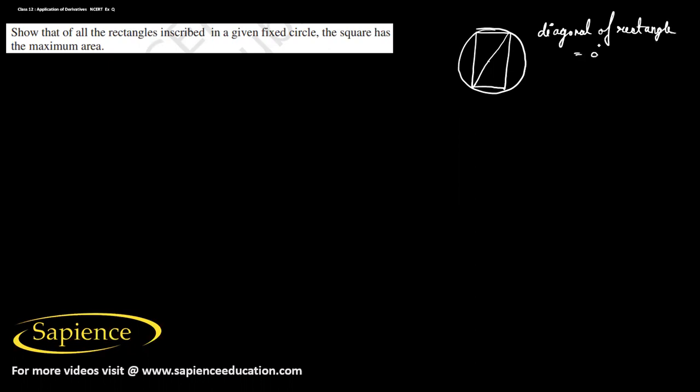Okay, so here it has been asked to show that of all the rectangles inscribed in a given circle, so if I have one circle and one rectangle inscribed in this circle, it means that the diameter of the circle should coincide with the diagonal of the rectangle. In all the cases, whenever a rectangle is inscribed in a circle, the diagonal of the rectangle should be equal to the diameter of the circle.